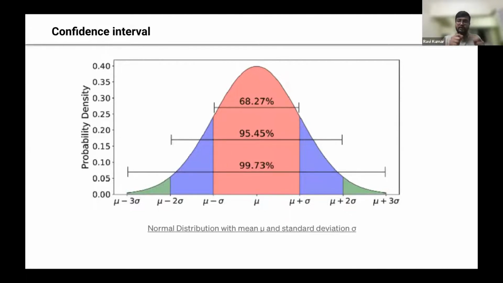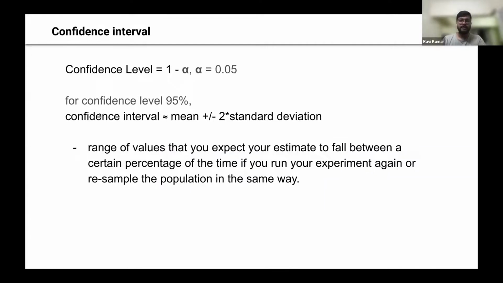So the confidence level becomes 95%, and mu minus 2 standard deviations to mu plus 2 standard deviations becomes the confidence interval for this curve. That is what we're trying to define as the confidence interval here: the mean plus minus 2 times the standard deviation. That is the range of values, and we are 95% confident that whatever result we're expecting will fall within this range.